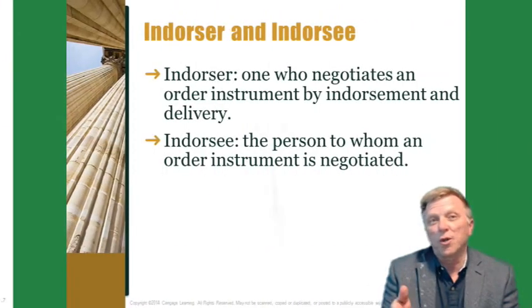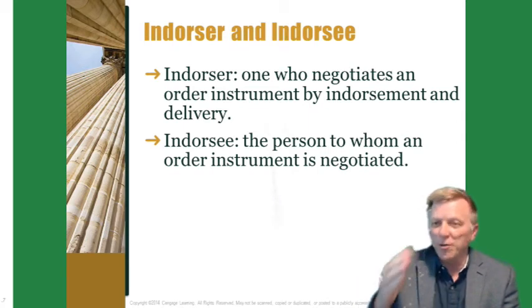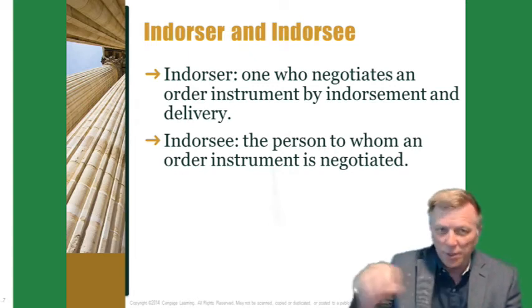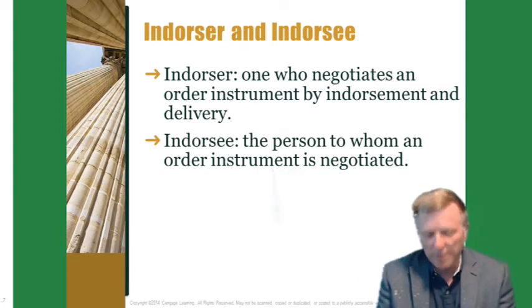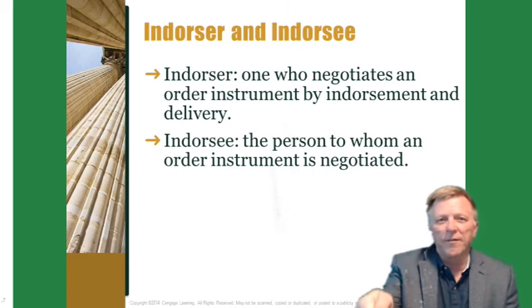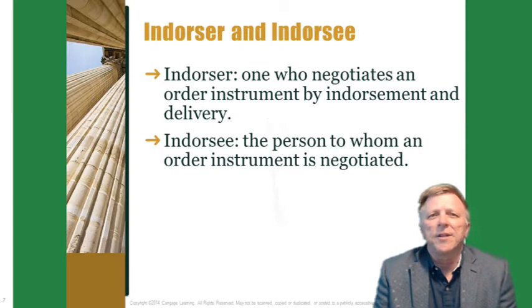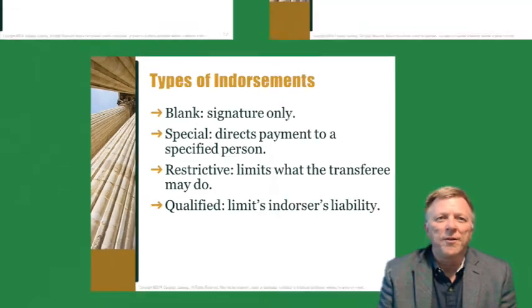So there's the endorser. It's the one who negotiates by writing their name on the back, and this is part of the negotiation. The endorser negotiates his or her side of the instrument by endorsing the check and then delivering it. And the endorsee is the one who's received it, the person to whom the instrument is given. And so it's called a negotiation. So it's endorsement, delivery, and then receipt. And there are different types of endorsements. There's a signature-only endorsement. There's a direct payment to a specified person, kind of an in-between party. There's restrictive and qualified. Make sure you read about those in your text.